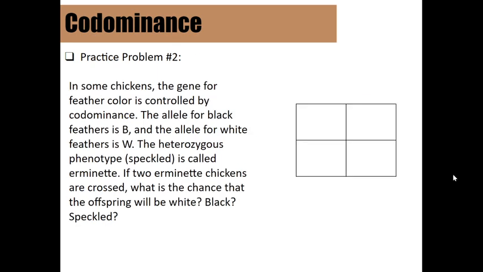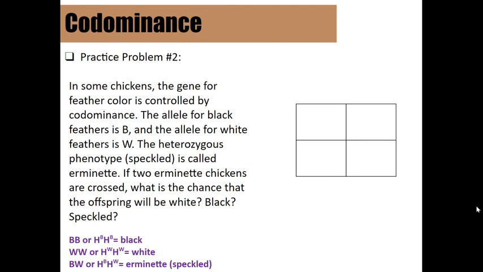Let's do another one. Now, in some chickens, the gene for feather color is controlled by codominance. The allele for black feathers is capital B, and the allele for white feathers is capital W. And the heterozygous phenotype, speckled, is called erminant. If 2 erminant chickens are crossed, what is the chance that the offspring will be white, black, or speckled?